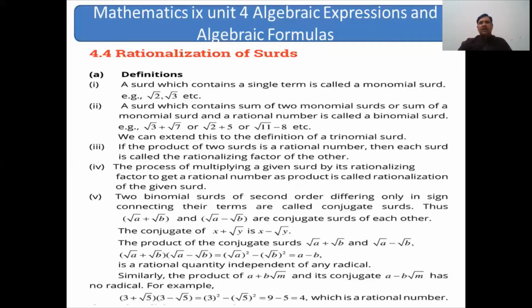So if I have the square root of 3, and we multiply the square root of 3 with the square root of 3, we have 3. So 3 is a rational number. So the square root of 3 is the rationalizing factor of the square root of 3. Similarly, the square root of 2 is a rationalizing factor of the square root of 2. When we multiply these two terms, we have 2, which is a rational number. So the square root of 2 and the square root of 2 are the rationalizing factors of each other.